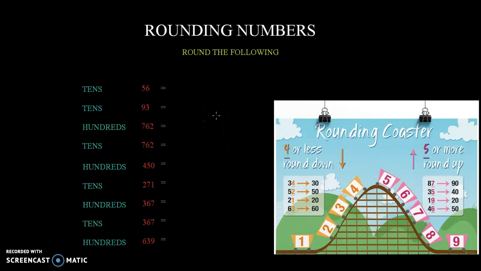So here they ask us to round the following. Right here, you see the rounding coaster. It's supposed to be a roller coaster, but because we're rounding, it's a rounding coaster. It says that if you have a number, let's say 23, and the last digit is 4 or less, you round down if you're rounding to the tens. So that rounds to 20. And if it's like 36 and you're rounding to the tens, you always look at the last number. If it's 5 or more, you round up. So that's going to be 40.